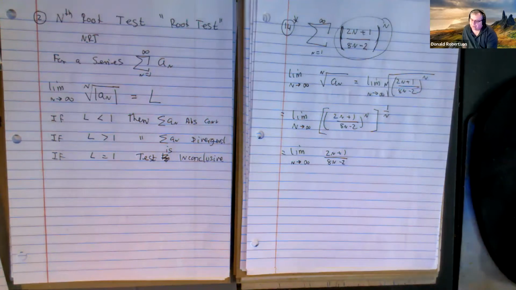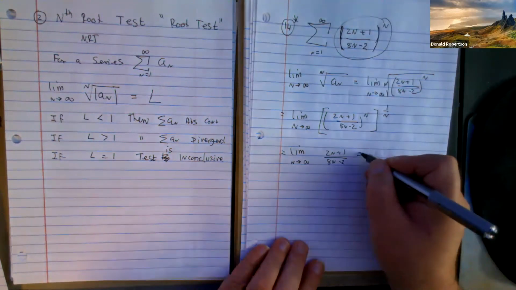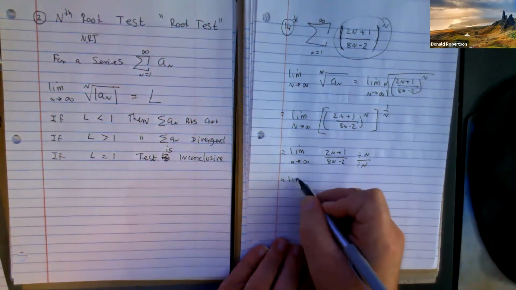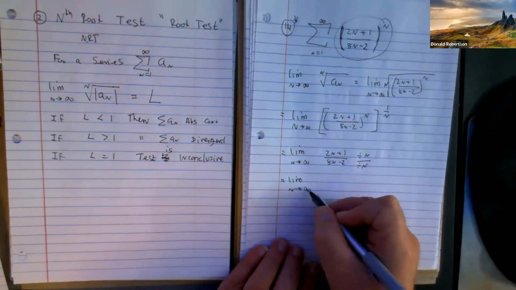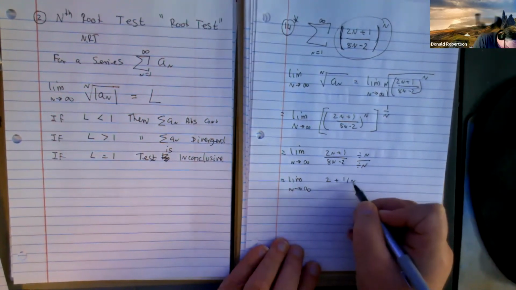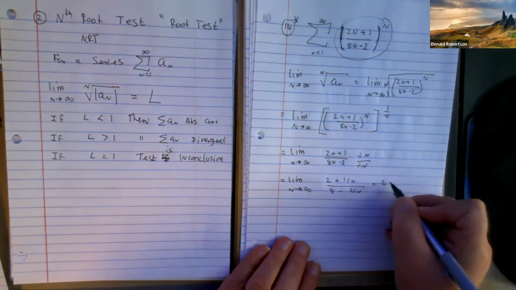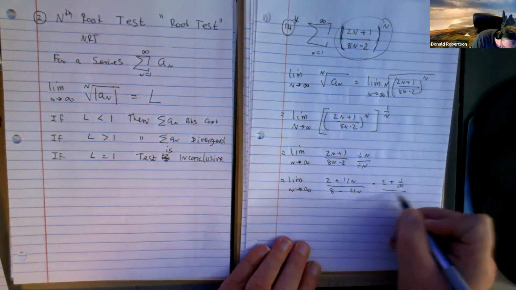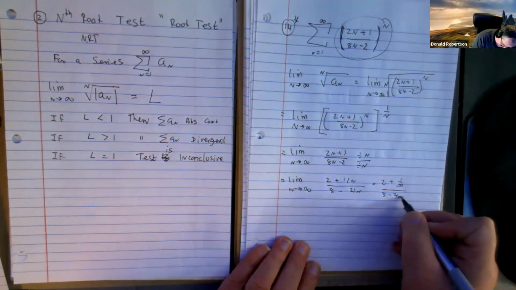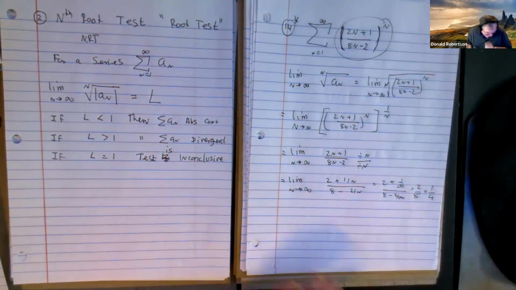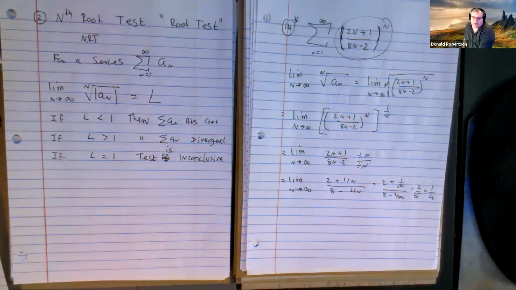You agree? Now, I could do L'Hopital on this. Why don't we divide top and bottom by n just to be different? And so the limit as n tends to infinity of (2 + 1/n) over (8 - 2/n). Then I just make n infinity, brute force it all. 2 over 8, which is a quarter. Okay, conclusion time. The limit of the nth root test is a quarter.